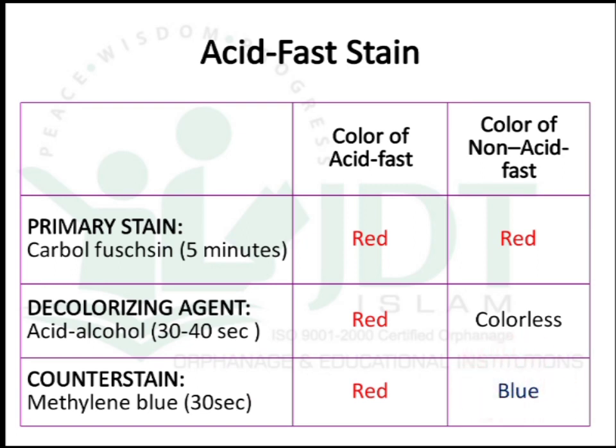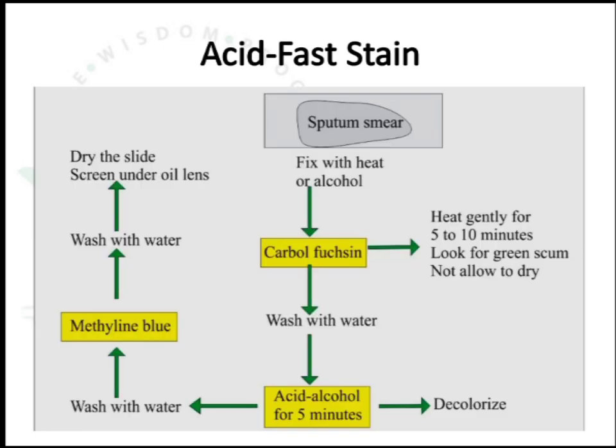So finally the acid fast bacteria will show red color and non-acid fast bacteria will show blue color. So this is the procedure. Here we will take the sputum smear from a tuberculosis patient and fix it on an air dried slide. Then we will add carbol fuchsin and heat gently for 5 to 10 minutes.